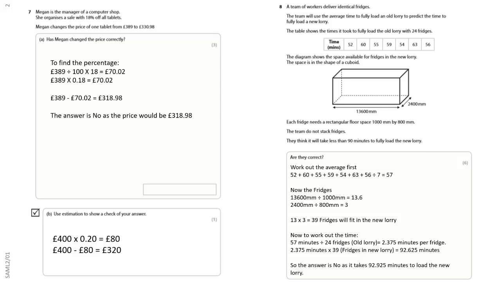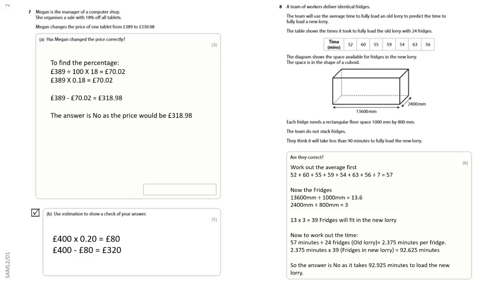So first of all, you need to work out the average time, which I've done there. Added that all up, divided by the total amount gives me 57 minutes. Now the fridges sums I've done there, which gives me the basic measurements that I need. We've then worked out that we can't have 0.6 of a fridge. In this case, we're actually going to round down. So we're just going to stick with our 13 fridges. By doing this, 13 times 3, 39 fridges will fit in the new lorry.